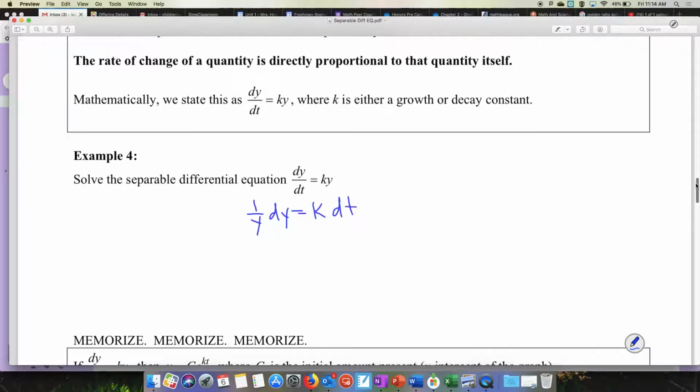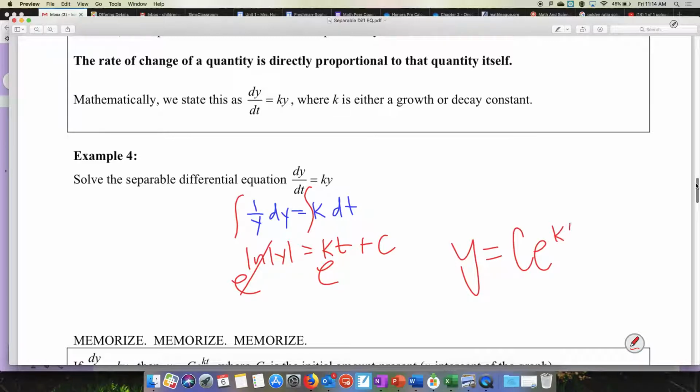I like that, yeah. Let's just talk about the separable differential equations. Okay? This is what we have when we separate. We get the natural log of absolute value of y equals kt plus c. Good old Euler comes to our rescue again. Y equals c e to the kt.